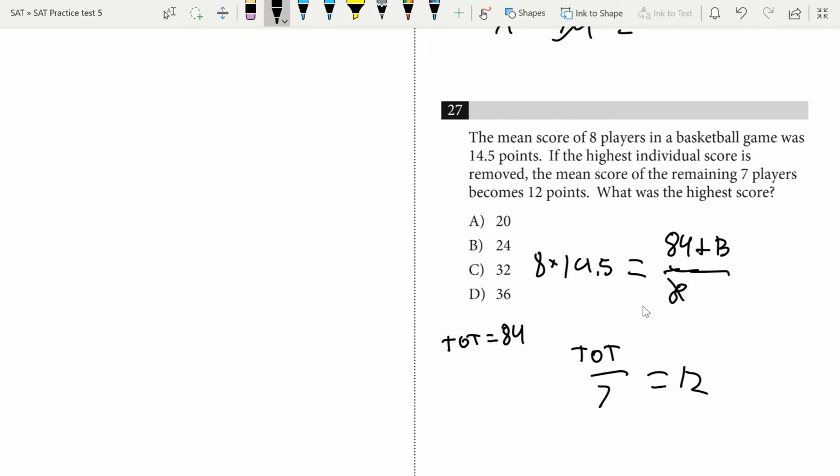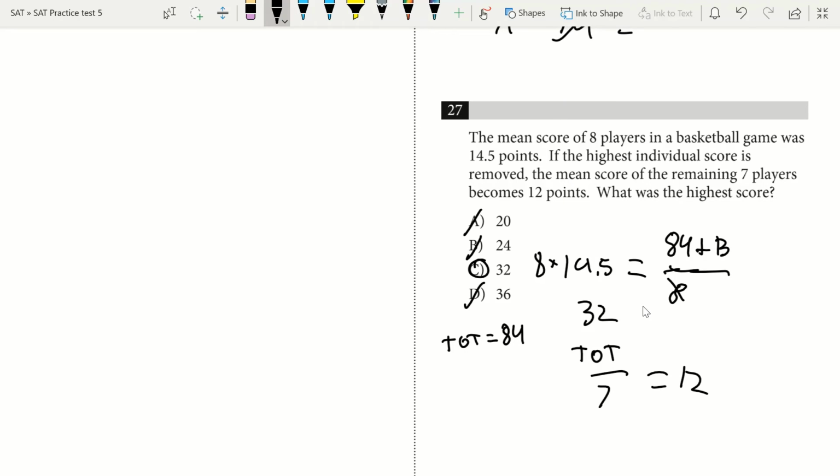So I'm going to do 8 times 14.5 in my calculator, right? That gives me 116. Now I subtract 84 from each side, right? So I've got 116 minus 84, and I know that that is going to leave me with 32. So my answer there is going to be C.